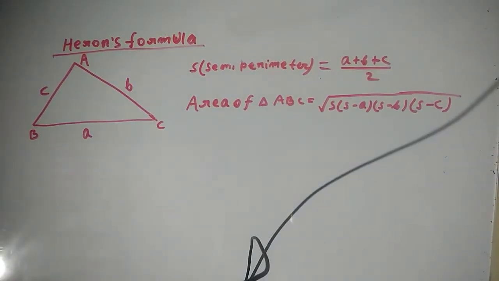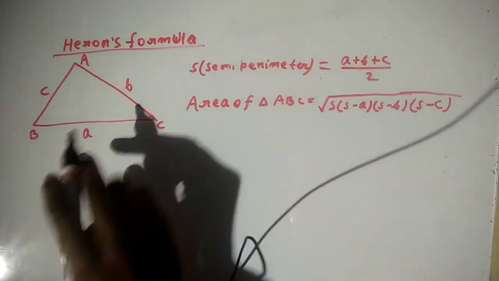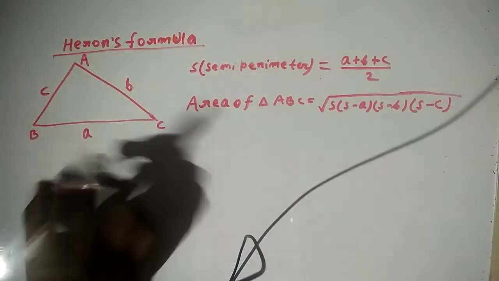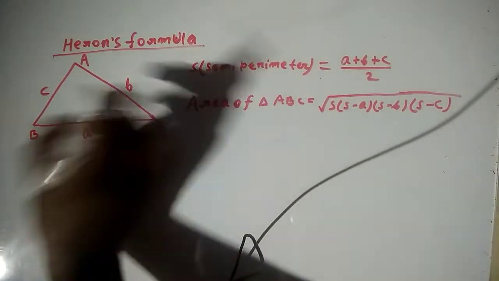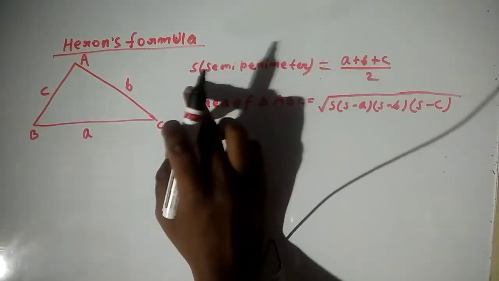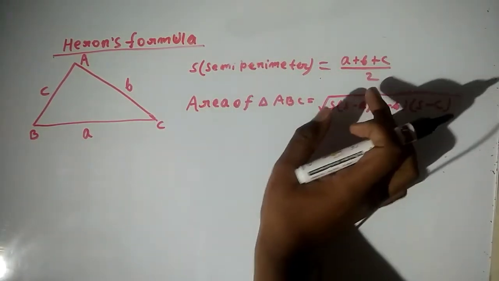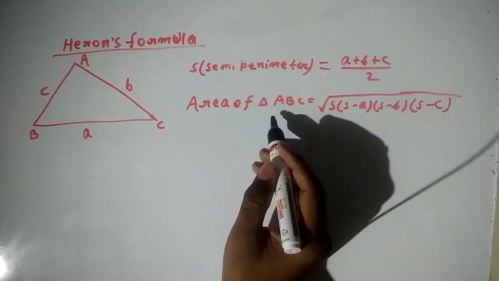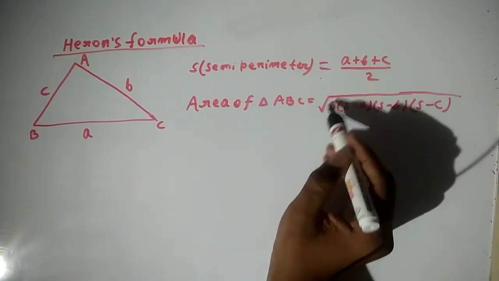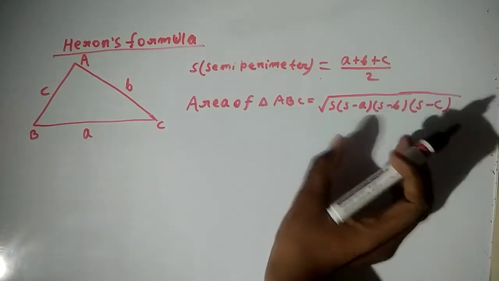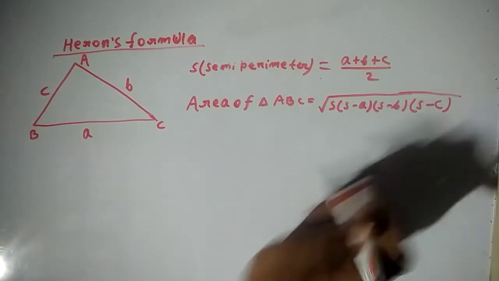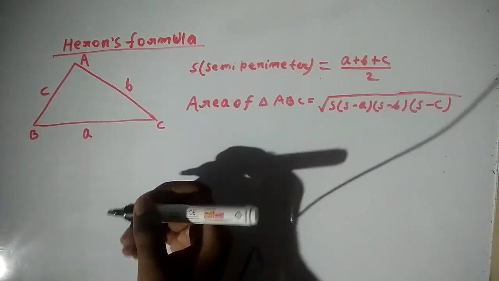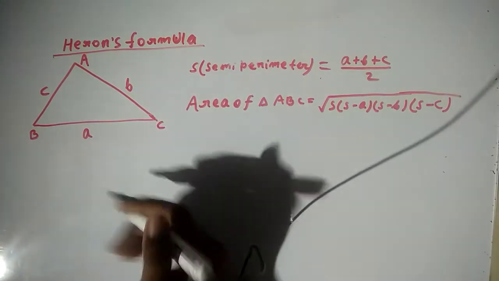Heron's formula says that if in a triangle the side lengths are a, b, c, then s will be the semi-perimeter, which is (a plus b plus c) over 2, and the area of the triangle ABC will be the square root of s times (s minus a) times (s minus b) times (s minus c). So let's see the proof.